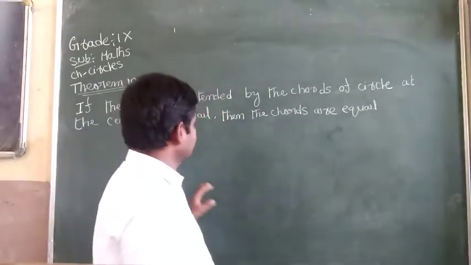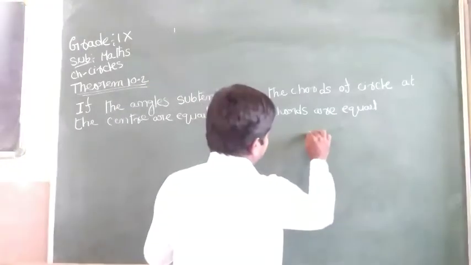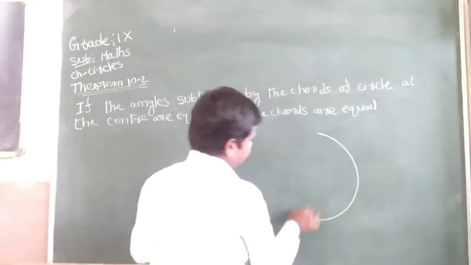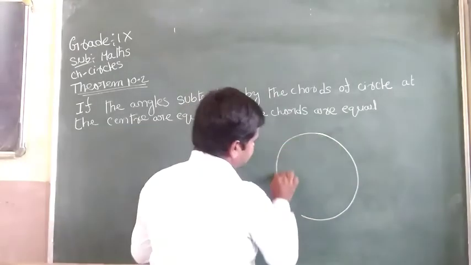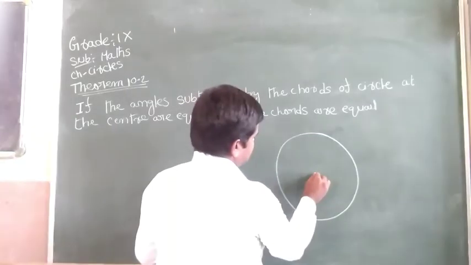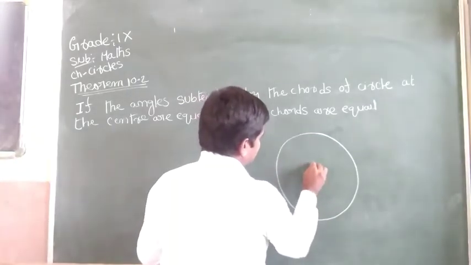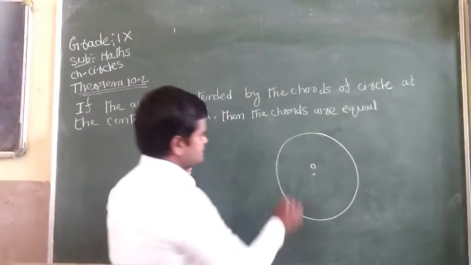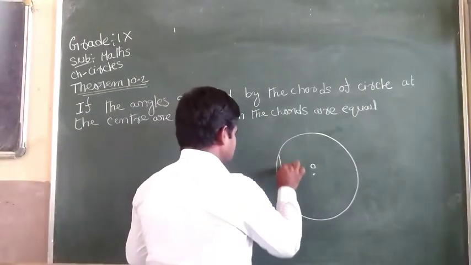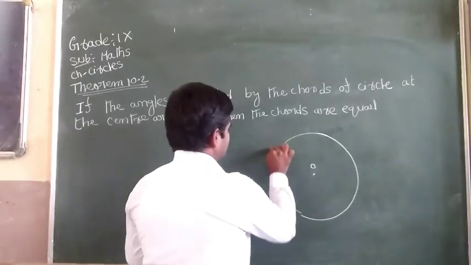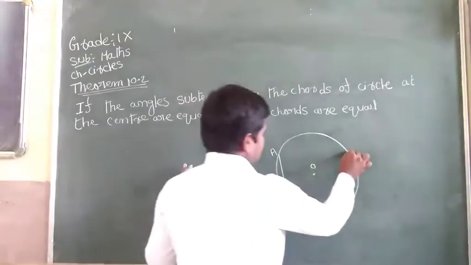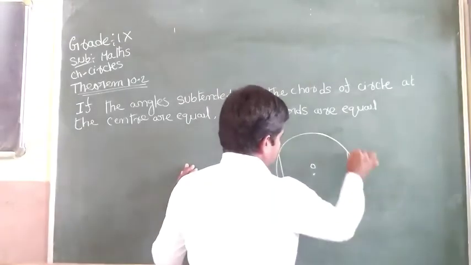So first we draw the figure. This is the circle. O is the center of the circle. So this is one chord, that is AB. This is another chord, CD.